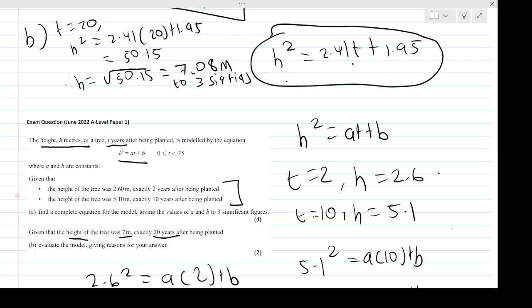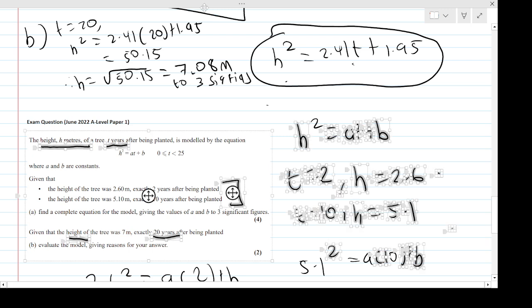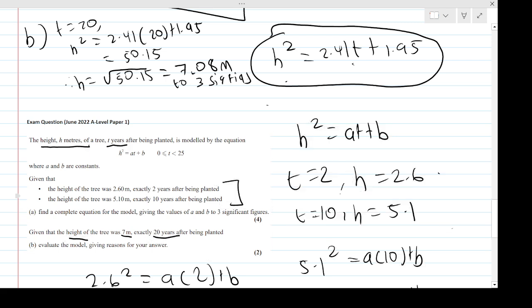That's telling you what our prediction is by the model. Remember, it's just an estimate, right? At the end of the day, we are assuming the height takes this equation. That's not necessarily exactly how it is. But that's our prediction. So the model predicts that when the time is 20, the height will be 7.08. What it's told us in reality after 20 years is exactly 7. But actually, 7 and 7.08 is pretty close, right? So it's a pretty good model then.